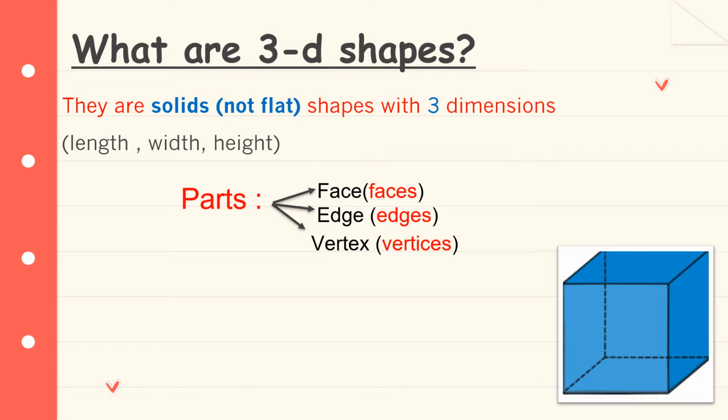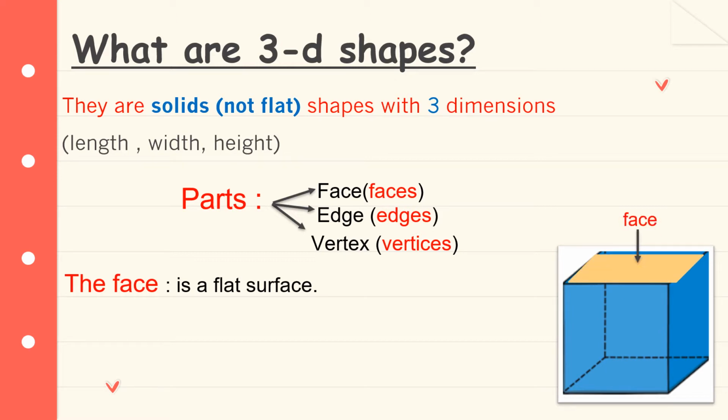So what is the meaning of the face? The face is a flat surface. What is the meaning of flat surface? We can put anything on it and it will not fall, like this face in this photo.